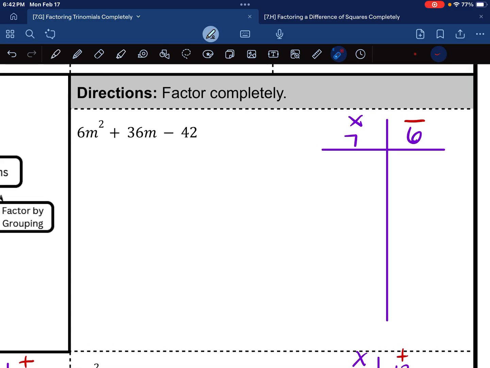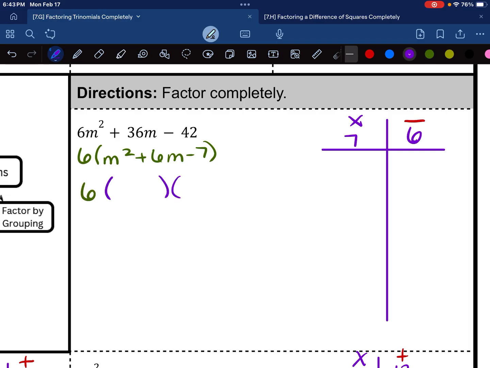All right. So the first step, right, is always to look for a GCF. 6, 36, and 42 are all multiples of 6, so I divided 6 out. When I did that, this gave me the ability to do the double bubble method. So my GCF of 6 is going to hang out in front, and I'm double bubbling the stuff that's left here on the inside.